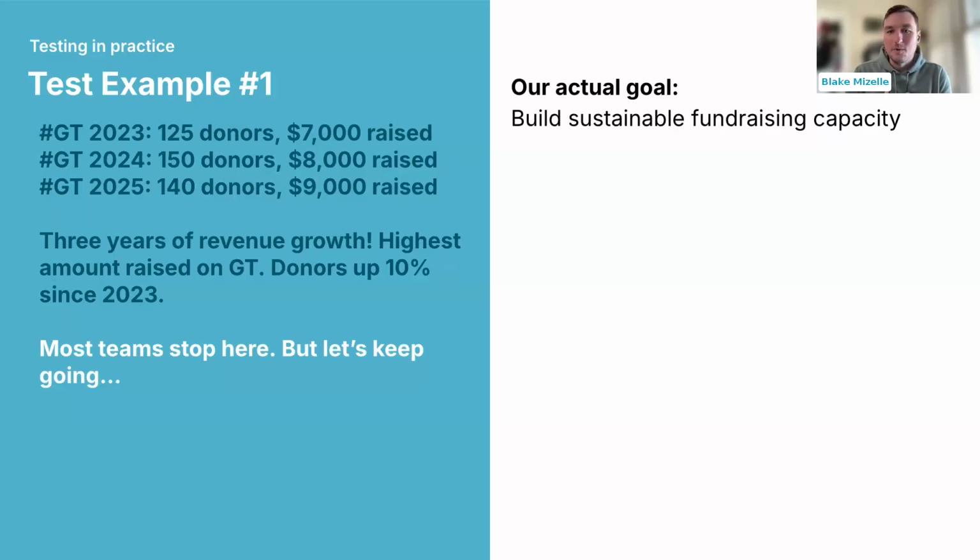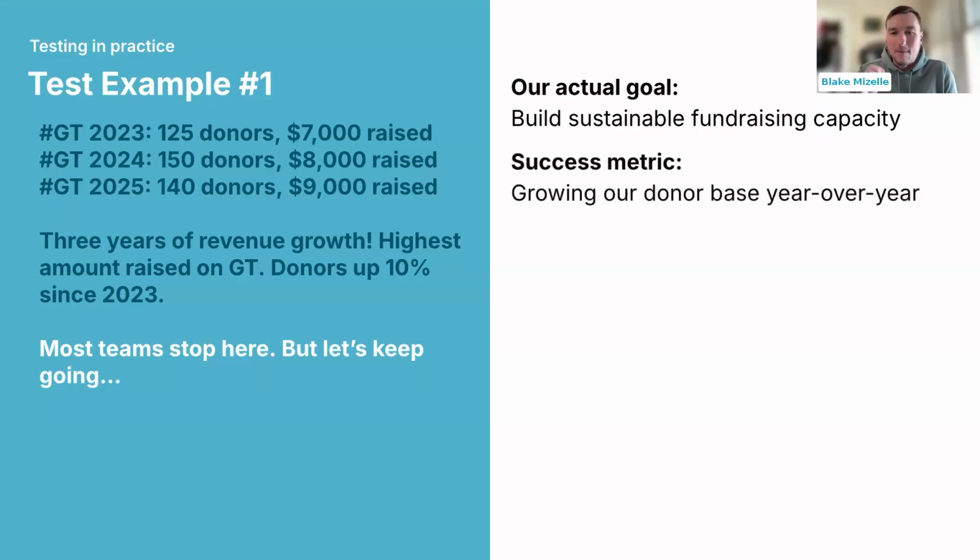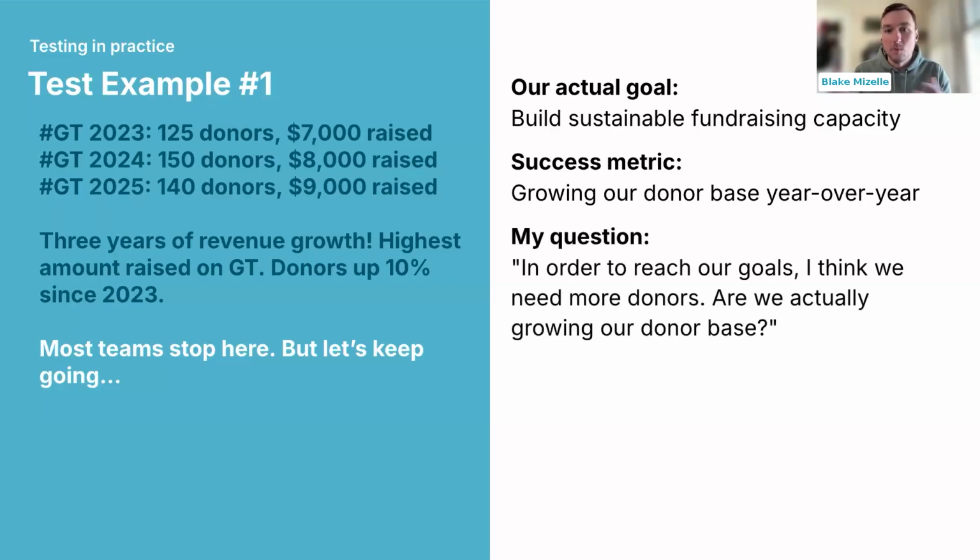So in my example here, I am starting with my definition of success. Our actual goal here is to build sustainable fundraising capacity. That's what I've decided my organization needs the most, a sustainable capacity to raise money. And my success metric tied to that is growing my donor base. I need more donors that are actively engaged that I can willingly go to and say, here's some more, we need some more money from you guys. My question that I formulated from this is, in order to reach our goals, I think we need more donors. Are we actually growing our donor base?